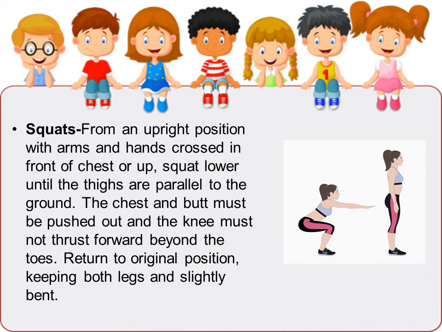Next, we have the squats. From an upright position with arms and hands across in front of the chest or up, squat lower until the thighs are parallel to the ground. The chest and butt must be pushed out and the knees must not thrust forward beyond the toes. Return to the original position, keeping both legs slightly bent.